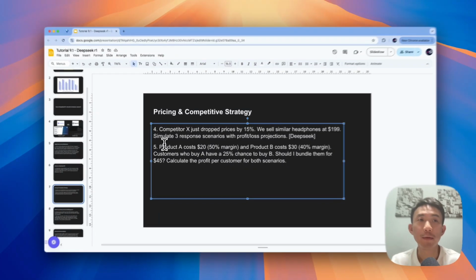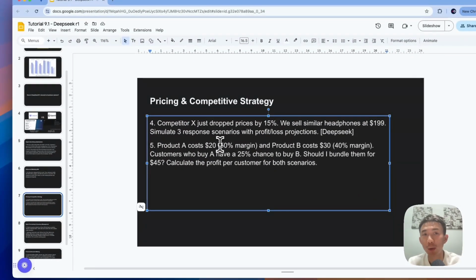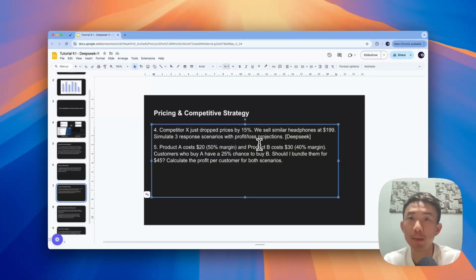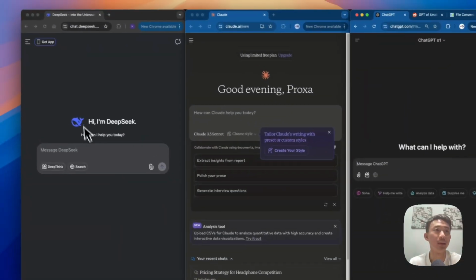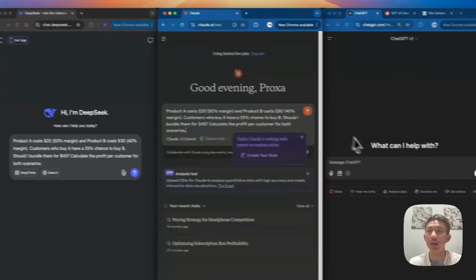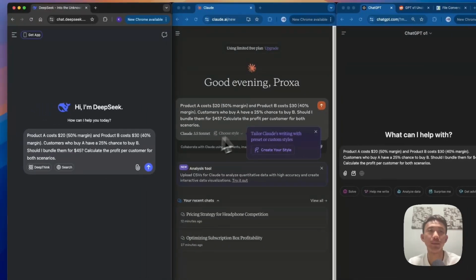Alright, let's do the fifth demo. Product A costs $20 with a 50% margin, while product B costs $30 with a 40% margin. Customers who buy A have a 30% chance to buy B. Should I bundle them for $45? Calculate the profit per customer for both scenarios. Okay, let's try all of them.